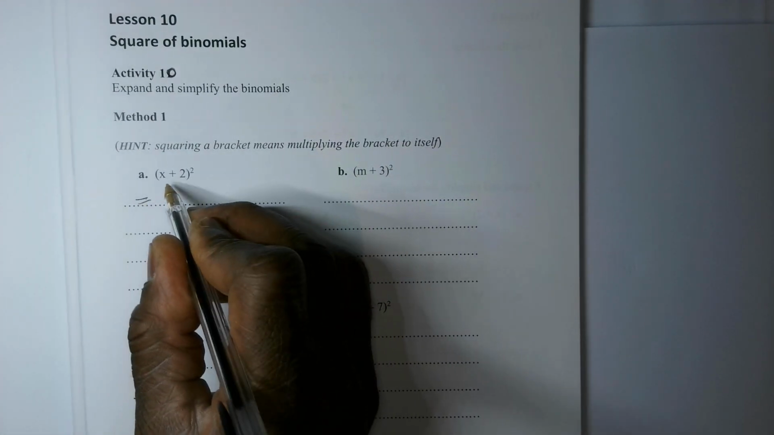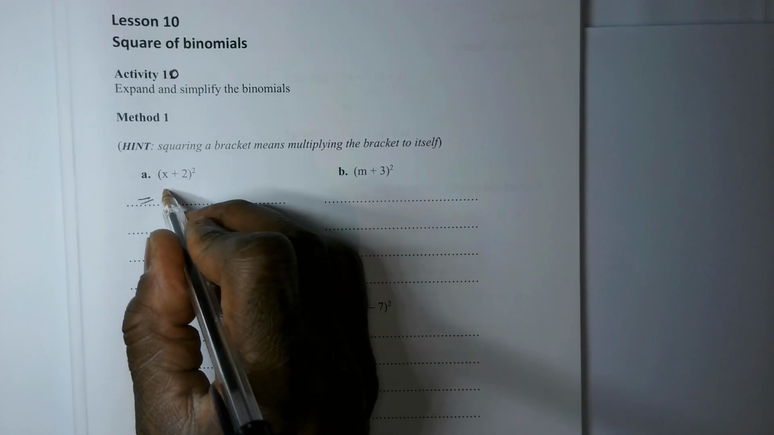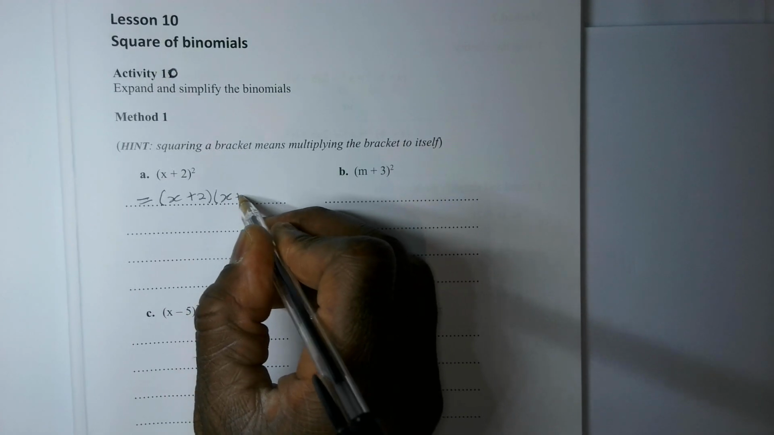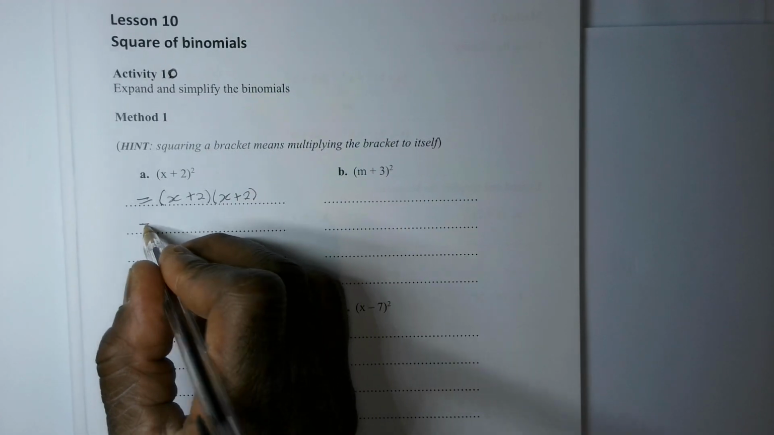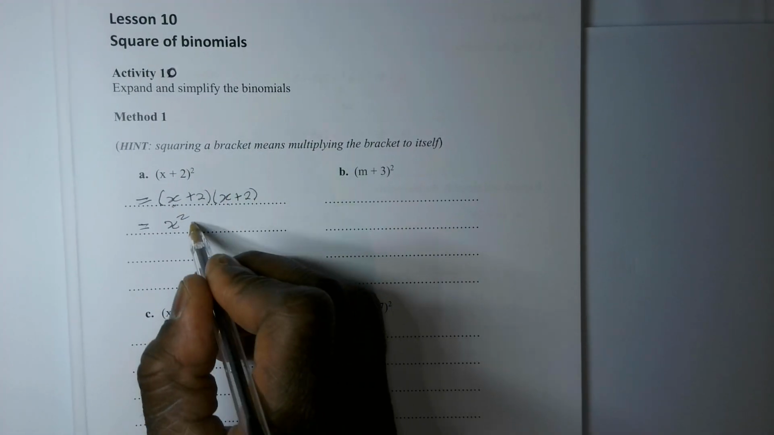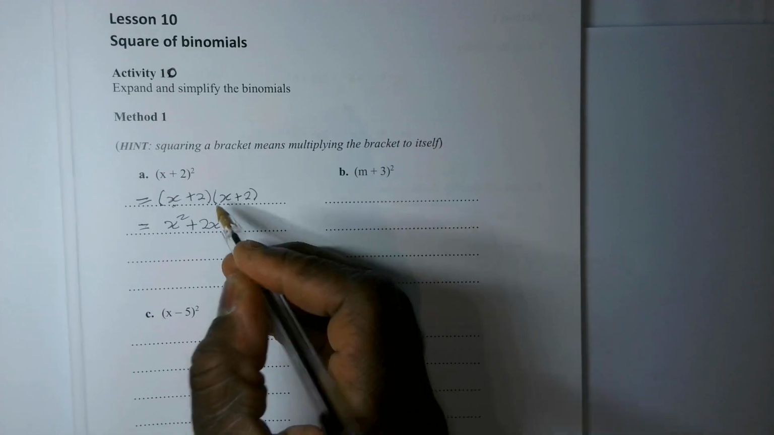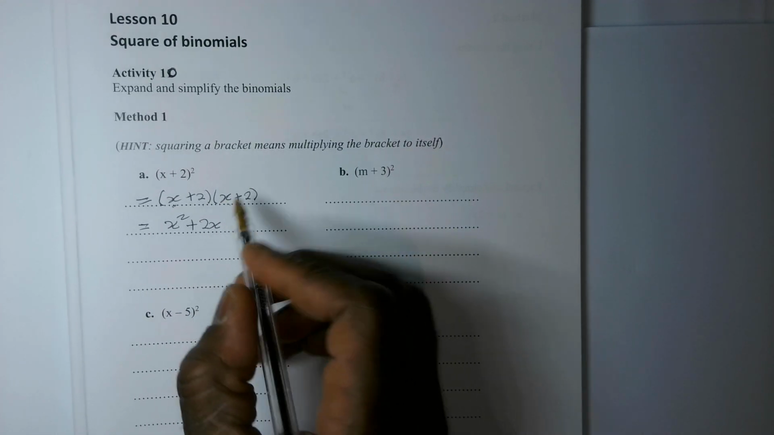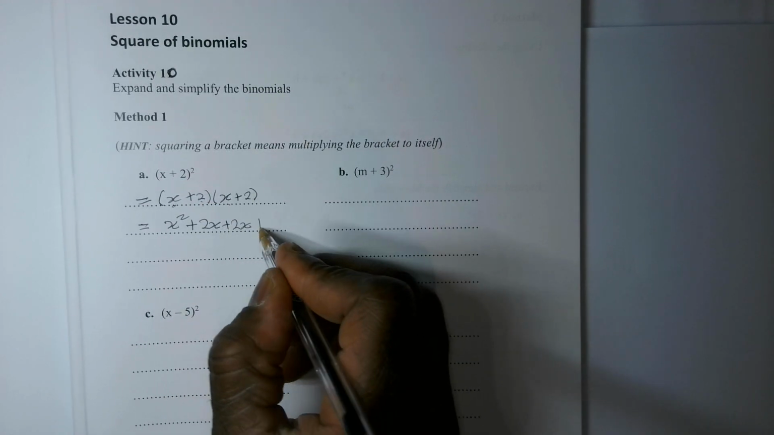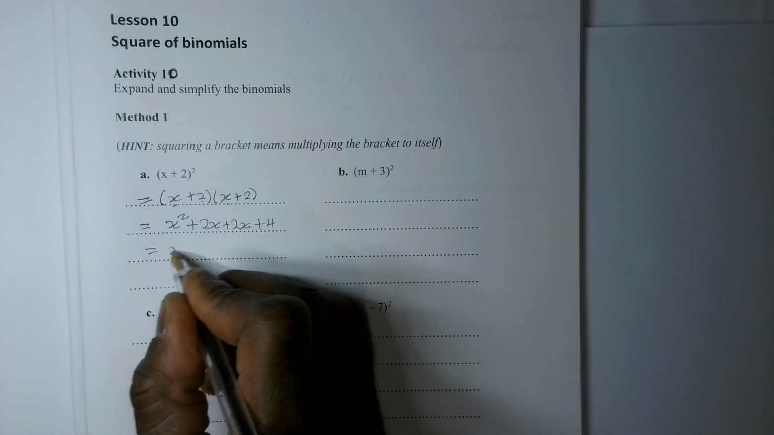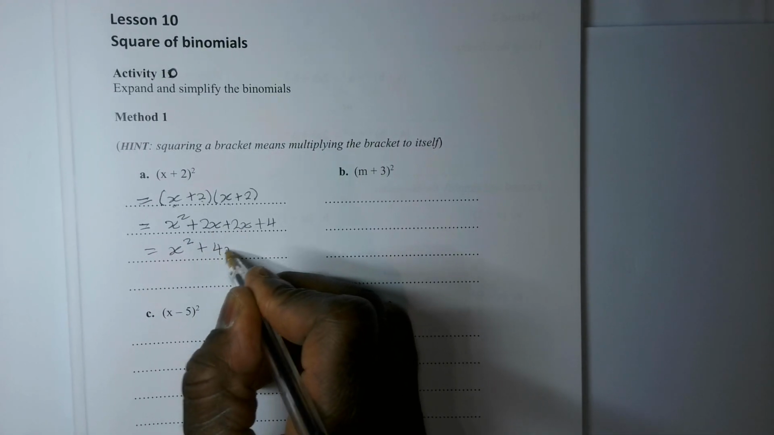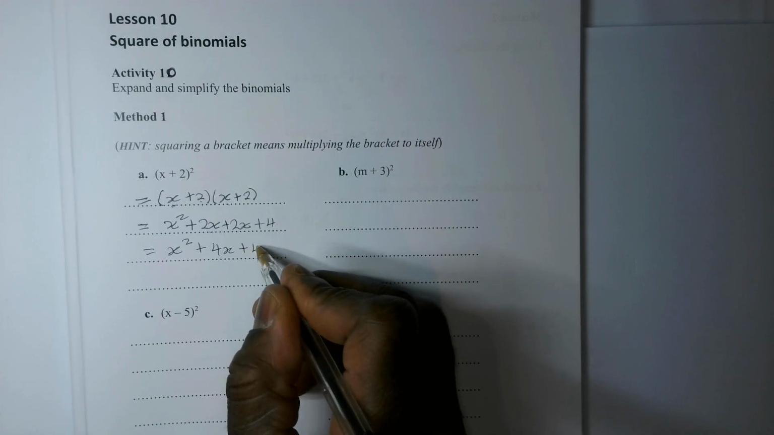So when we have (x + 2) all squared, it means (x + 2) times (x + 2). If we multiply this out, x times x will give us x squared, x times 2 will give us plus 2x, 2 times x will give us 2x, and then 2 times 2 will give us 4, which then simplifies to x squared add 2x add 2x will give us 4x, add our number 4.